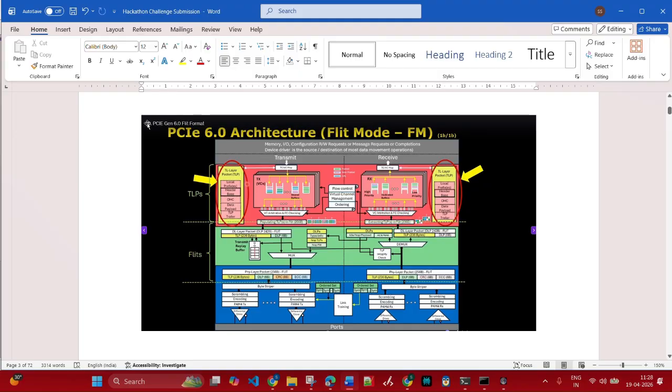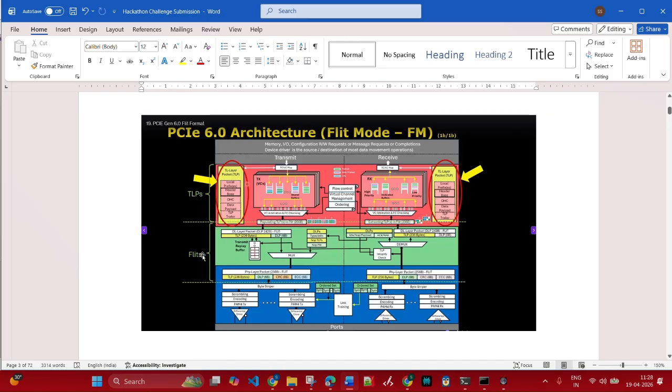In general, the PCI internal structure is like this. PCIe 6 architecture is FLIT mode. Whatever signals I get, I convert into a TLP, a transaction layer packet. It is split in nature: there is a local prefix, header base, OHC, data payload, TLP header. All these packets are there. Then I convert this TLP by adding ECC, CRC, and all these parts, into a FLIT.